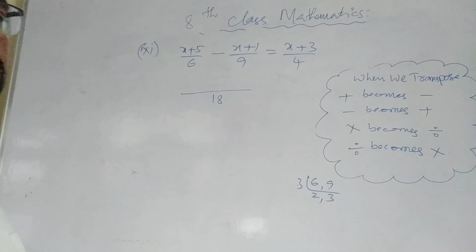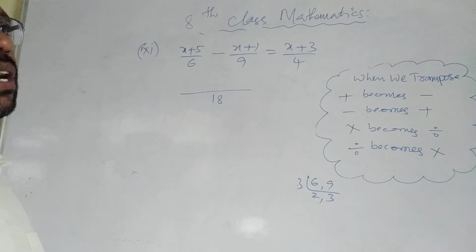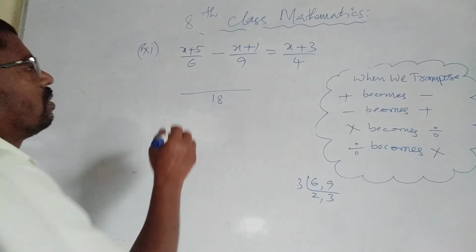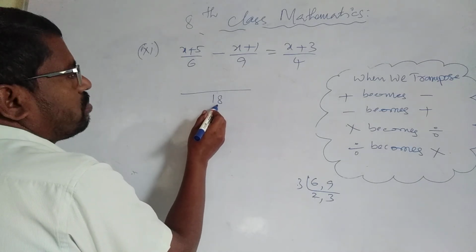Easily you can solve this also. You should be perfect in the previous exercises and solved examples if you want to easily understand the given questions. Okay, now 6 and 18. How many times does it go? 3 times. 6 threes are 18.